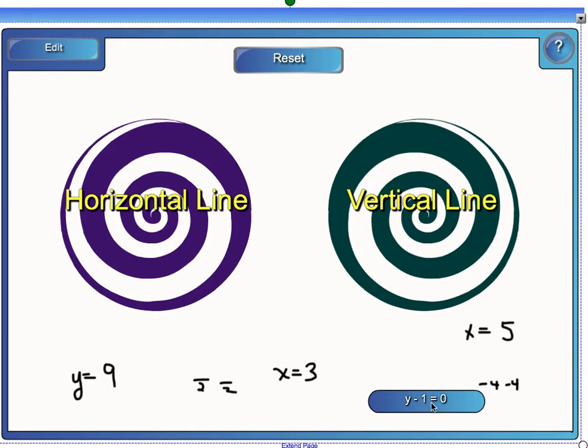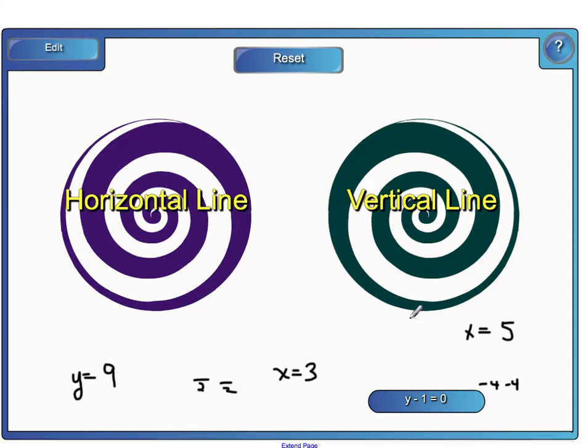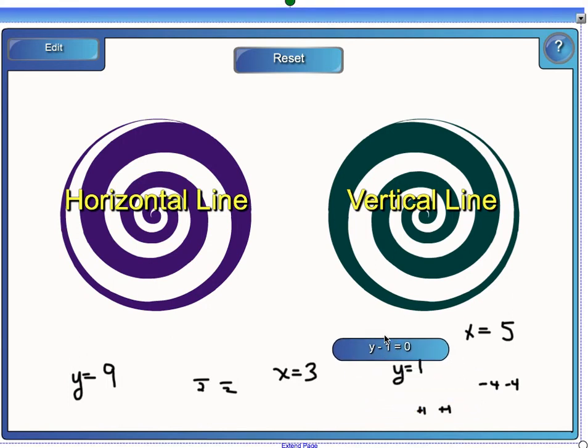This is y minus 1 is equal to 0. So really, if you wanted to see where it crossed, you would add 1 to both sides. And you would actually get the equation y is equal to 1. It is a horizontal line that crosses at 0, 1. So it has to be horizontal. Okay.